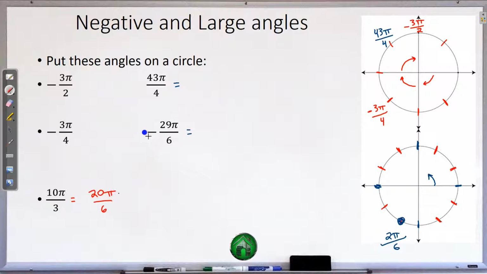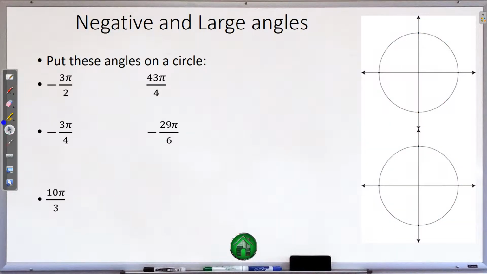All right, let's do one more big one. It's a negative angle, so we're going to go backwards, and we're doing pi over 6s, so I have to use this circle. So if I go backwards, 1, 2, 3, 4, 5, 6, 7, 8, 9, 10, 11, 12. I don't want to count all the way to 29, so I'm going to count by 12s. So one circuit around is 12, 24 gets me all the way back around, and then 25, 26, 27, 28, 29. So this one right here is negative 29 pi over 6. So that's how we deal with big angles and negative angles.